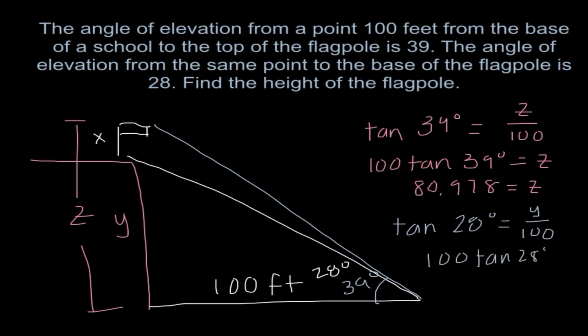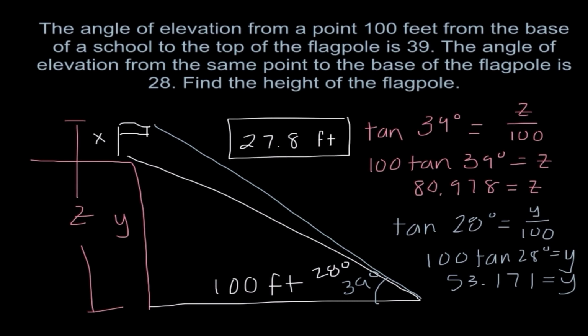I'm doing the same exact thing here with finding y, which is this length. So this time I'm using 28 instead, and I'm going to go ahead and put this into my calculator, and I get 53.171 is y. So now I need to subtract these two values from one another, and I end up getting that 27.8 feet is the height of the flagpole.